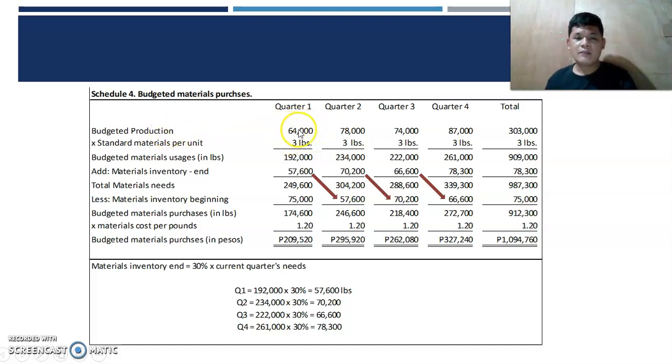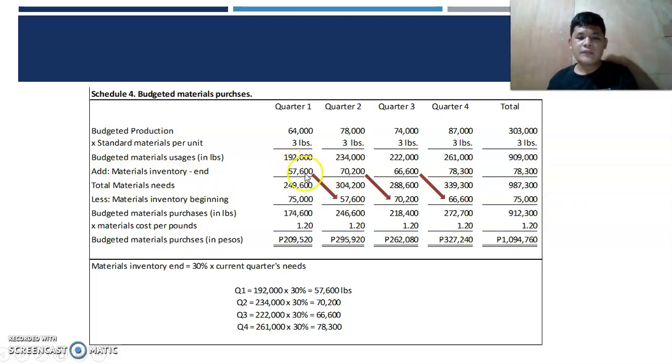So, kaya budgeted production, i-multiply natin ng standard materials per unit. Ibig sabihin, ito yung required na pounds or required raw materials para makagawa ng isang unit. So, is equals to budgeted materials usage. That is 192,000 pounds. Naintindihan? So, now, i-add natin yung materials inventory end, which is 57,600.